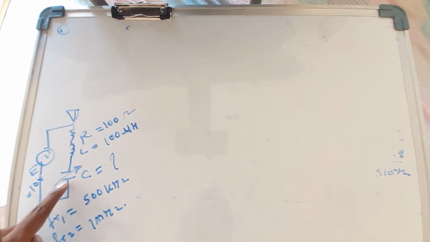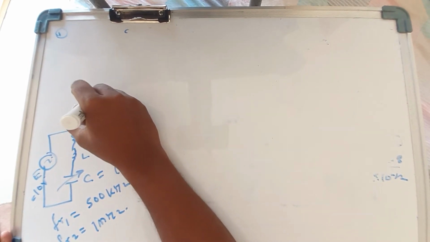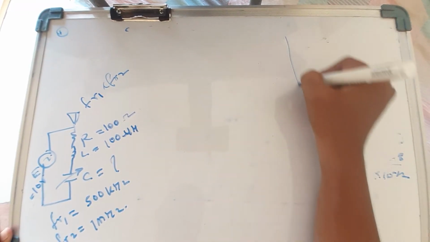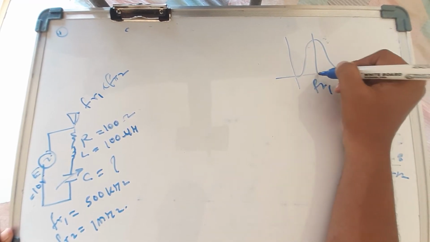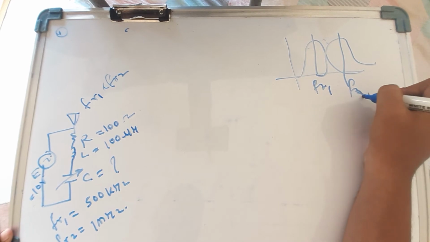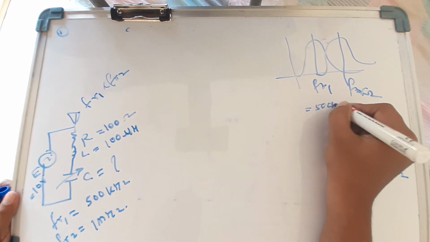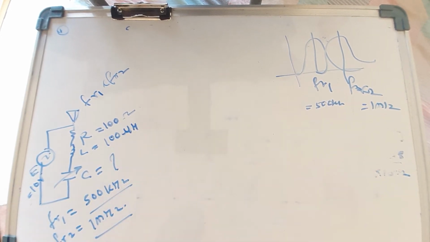By varying this capacitor we have to vary the frequency from this antenna. There are two resonant frequencies, Fr1 and Fr2. These two resonant frequencies are given as 500 kilohertz and 1 megahertz. So we have to find out the values of C1 and C2.